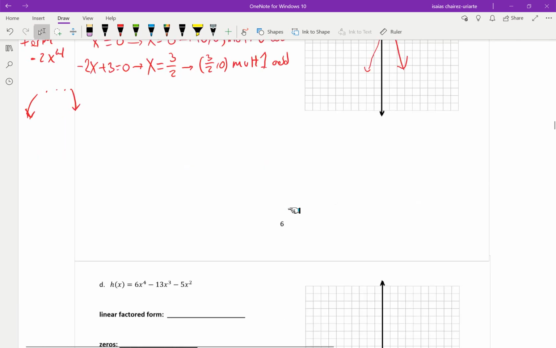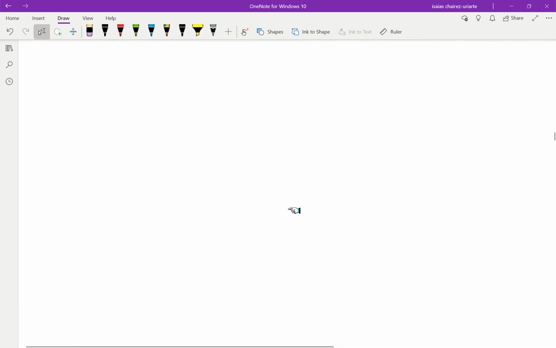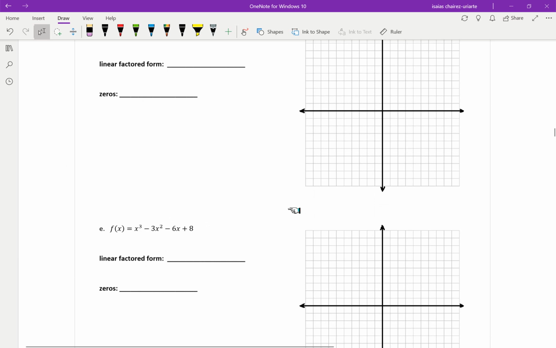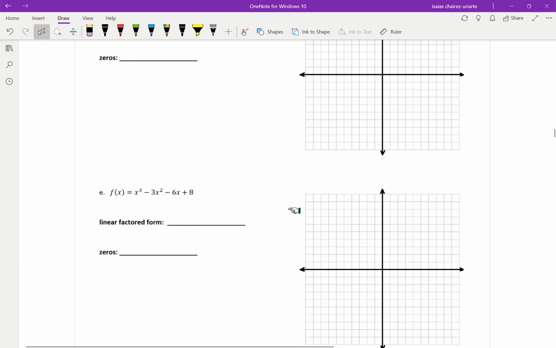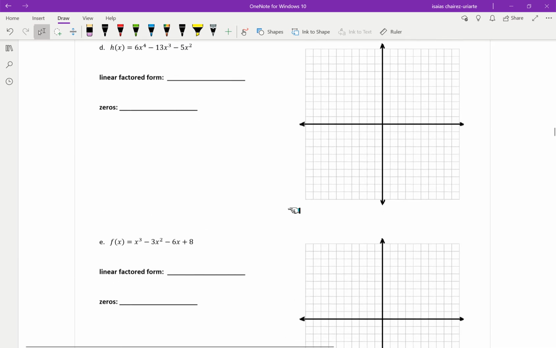All right. Two more problems in this section. Actually, three more problems. Let's try them. Same idea. You're given some polynomials, and with these polynomials, you're going to have to factor them, or you might have to use your calculator to find the linear factor form. And then once you come up with a linear factor form, sketch the graph. Identify the multiplicities of your zeros. All right, let's compare answers.